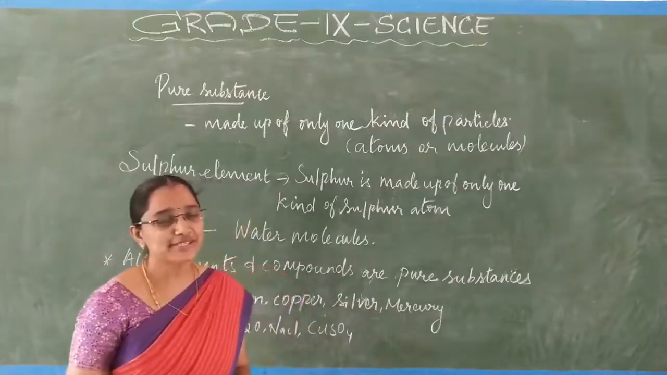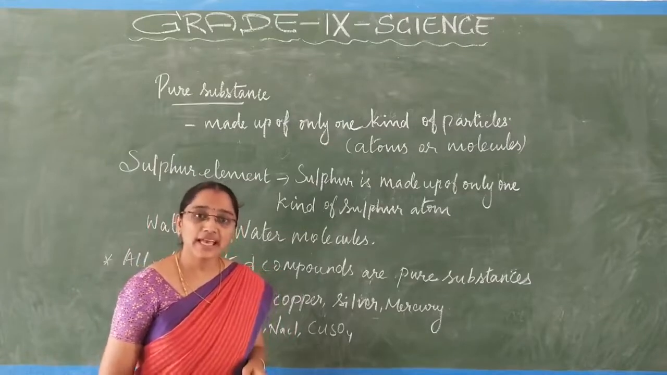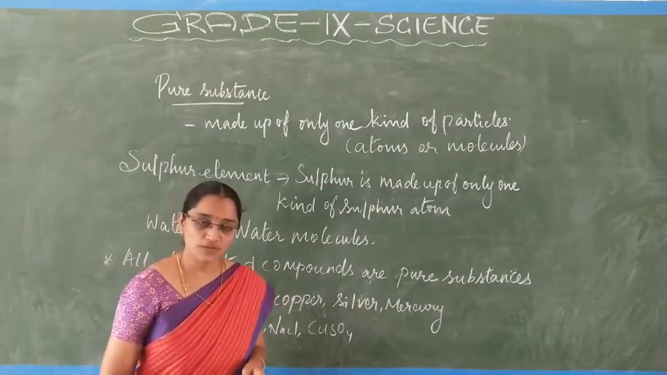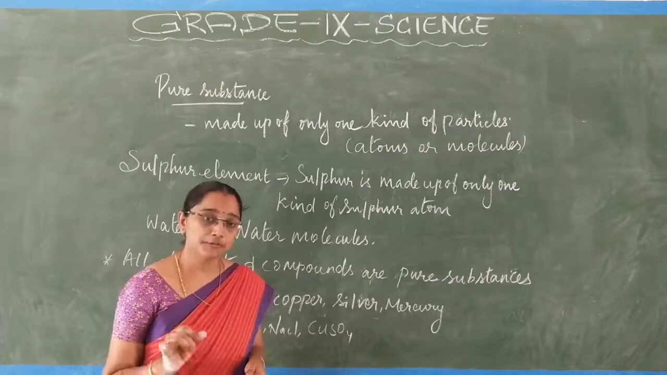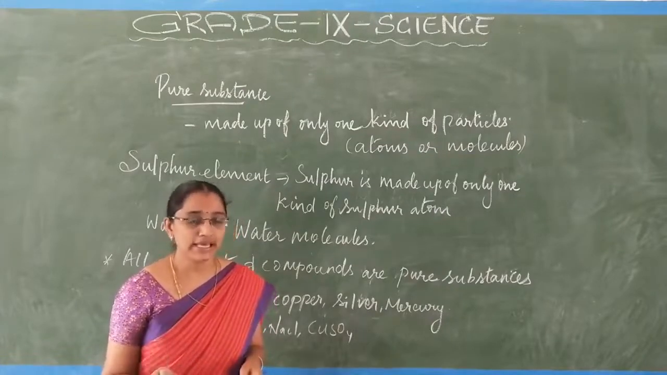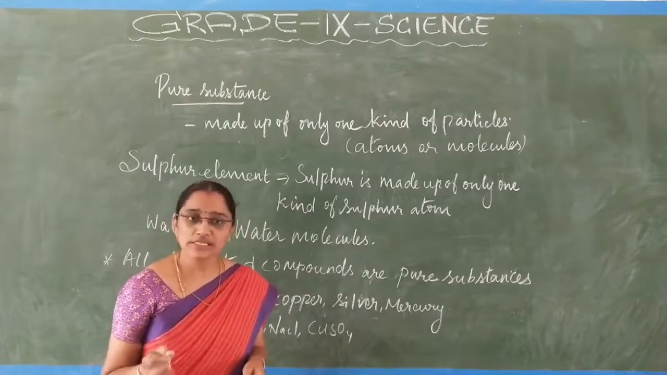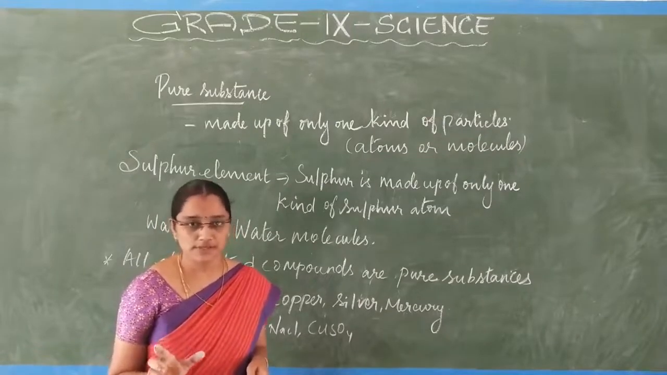Next, we are going to discuss pure substances. So what's the definition we have seen for pure substances? Any object which is in the pure form is definitely made up of only one kind of particles. Those particles might be either atoms or molecules. That's the definition we have seen for pure substances.